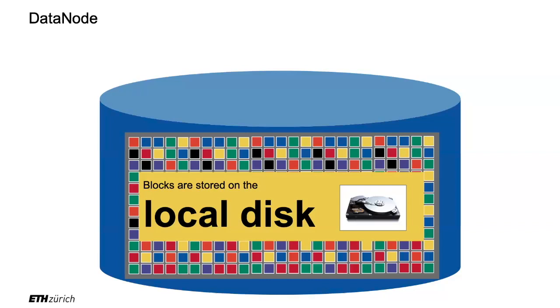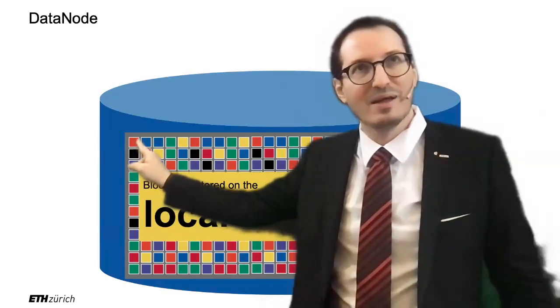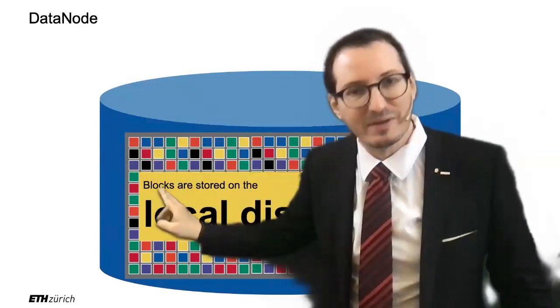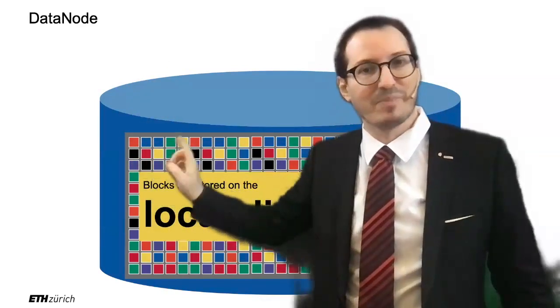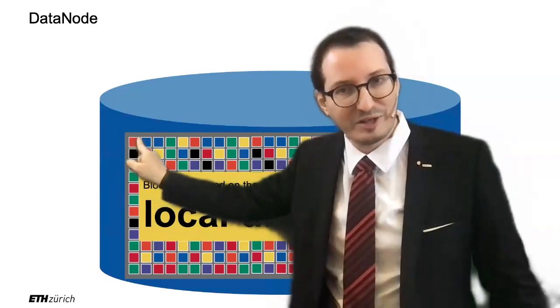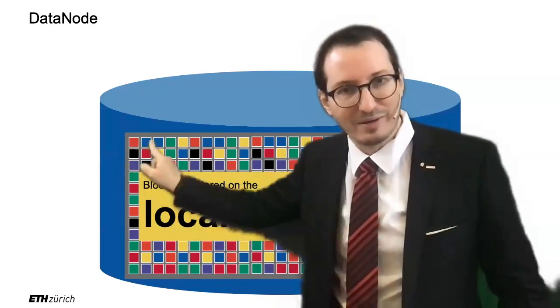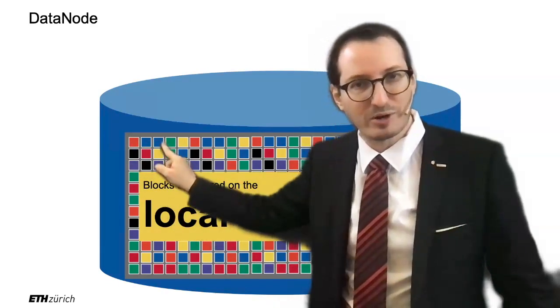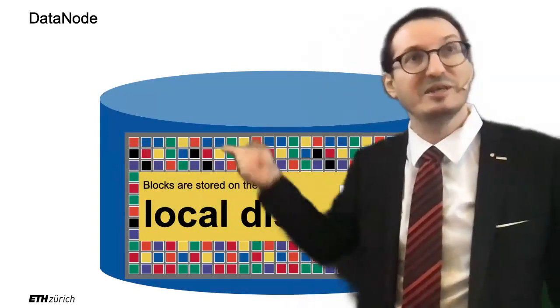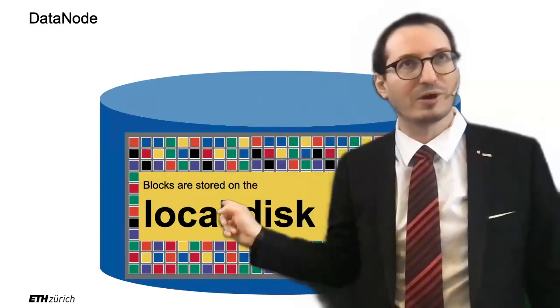So they are stored on the local disk. Of course, information is physical, right? They need to be stored somewhere. And in fact, the blocks of HDFS internally to the machine are actually files. This block of HDFS is a local file. This block is another local file. This block is another local file. Each one of them is in fact a file that is stored on the local disk.